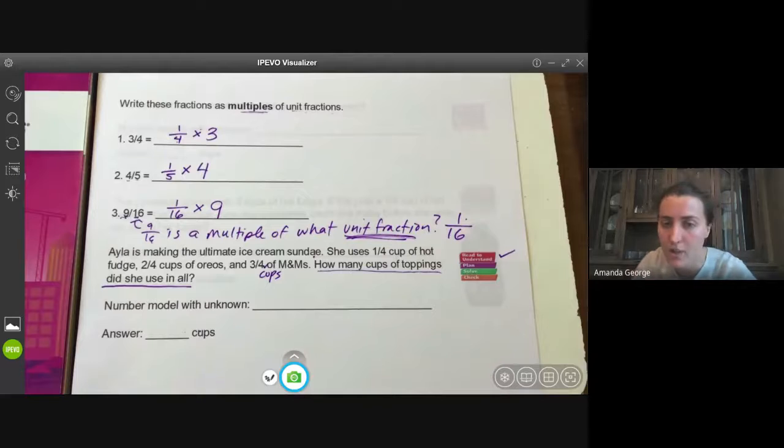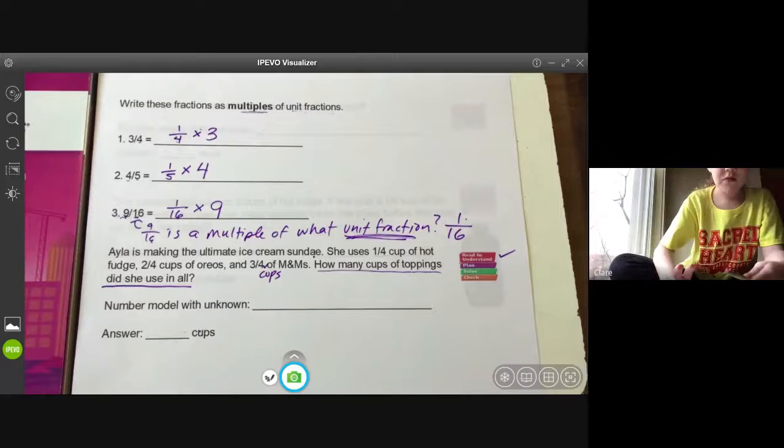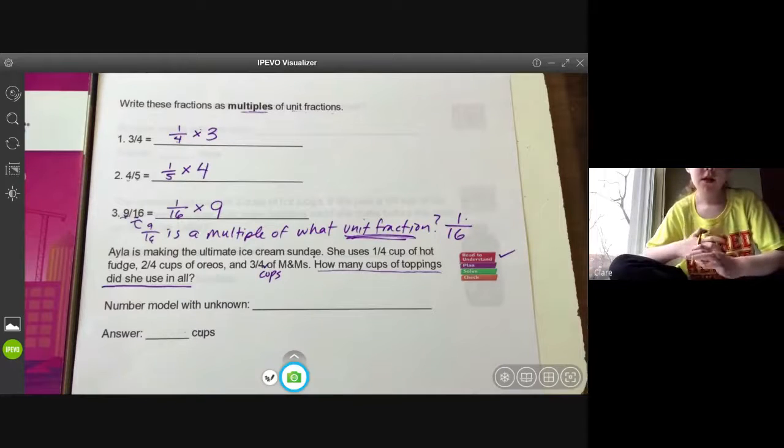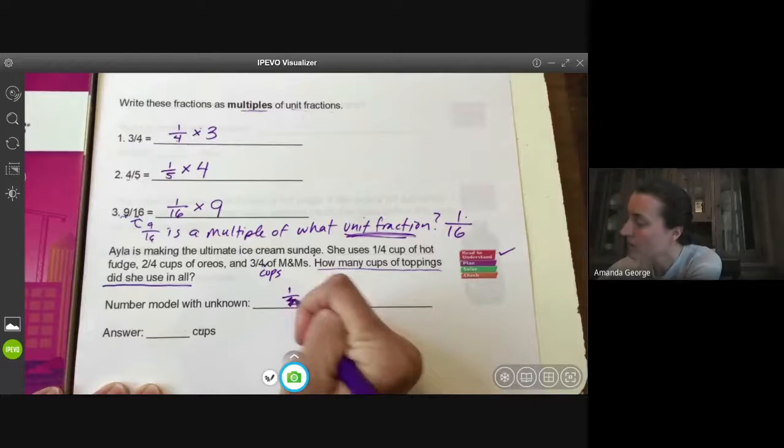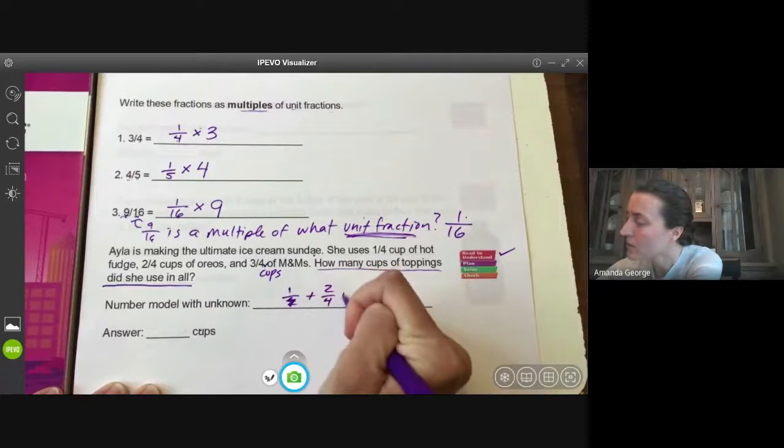And Delina, I'll come back to you later, I promise. Raise your hand if you want to share out the number model you would use. What would your number model be? Claire, can you help us out with this one? I would use 1/4 plus 2/4 plus 3/4. Perfect. Oh, sorry, I wrote it wrong. 1/4 plus 2/4 plus 3/4.